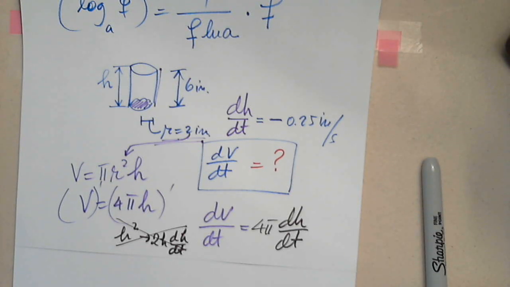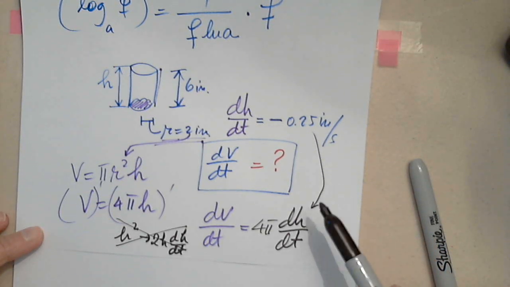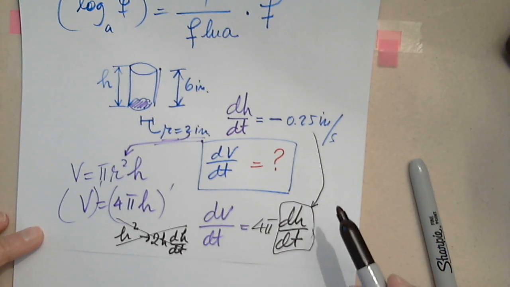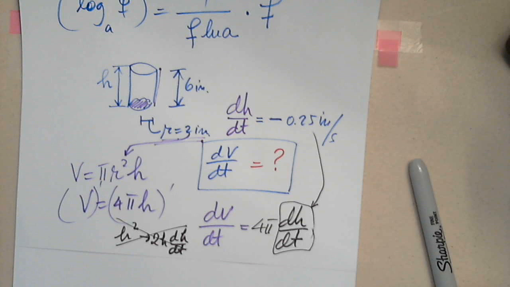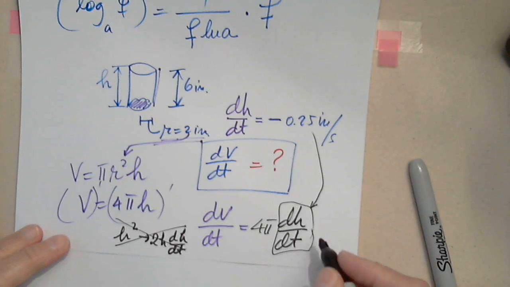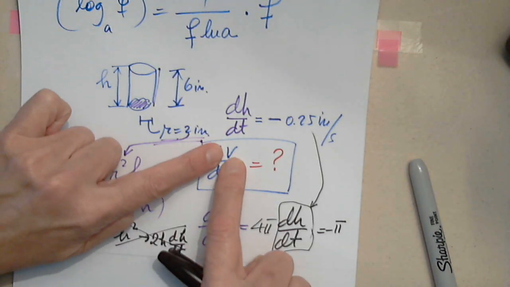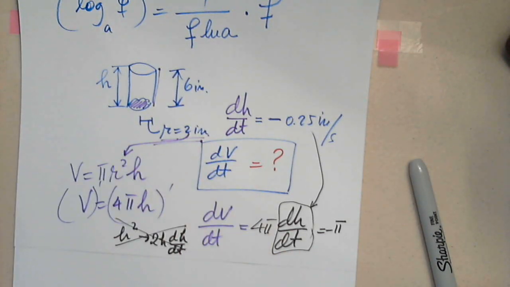Gotcha. So we are asked to determine the volume rate. We are given this. That's it. So then you just plug it in. Just plug it in. There is really nothing. So 4 times negative 0.25 is negative 1. So the answer is negative pi. But I need the measurement unit. Would it just still be inch over second? Cubic inches per second. Very good.